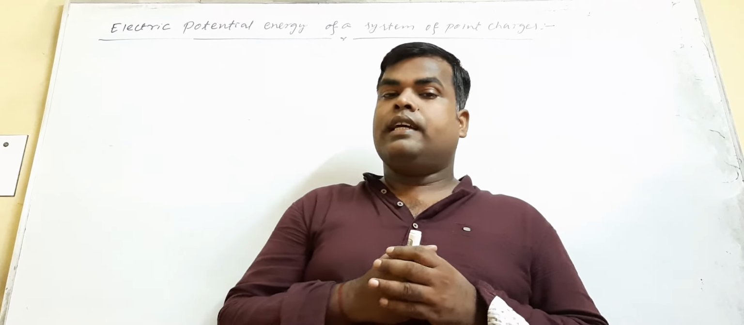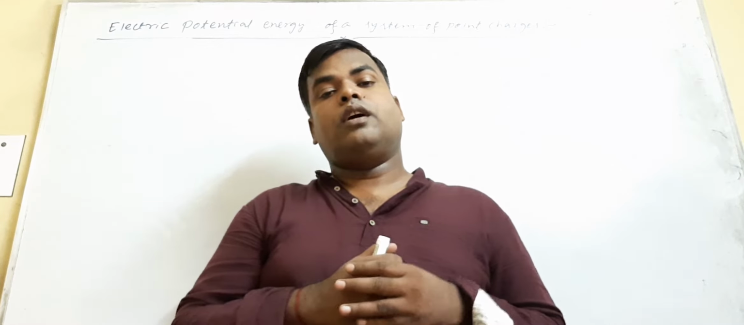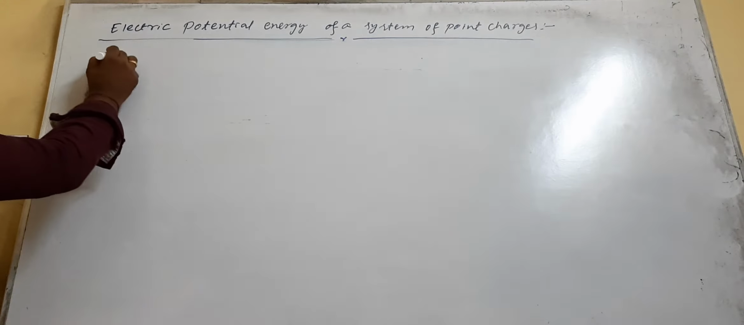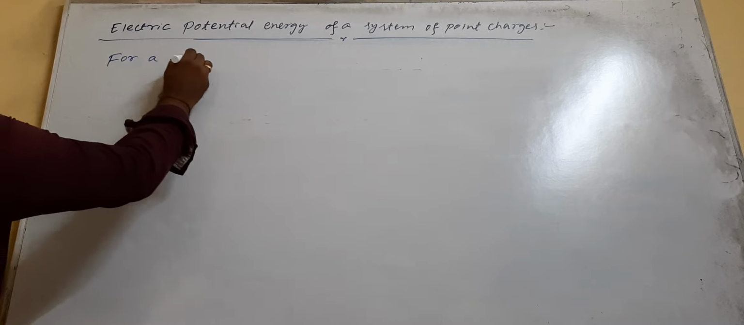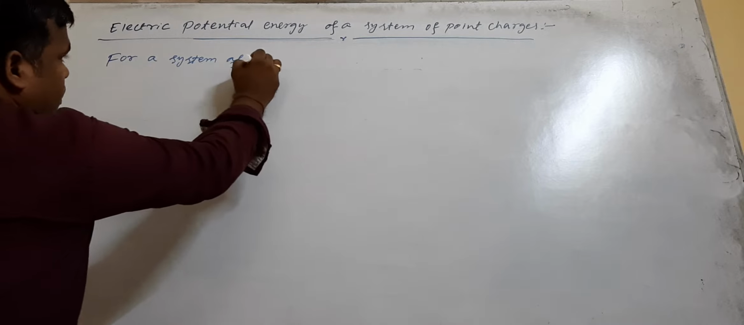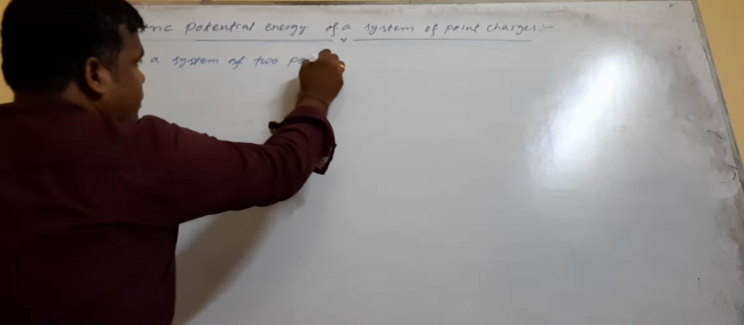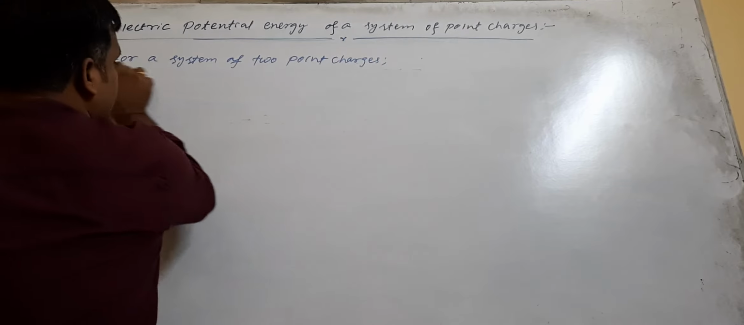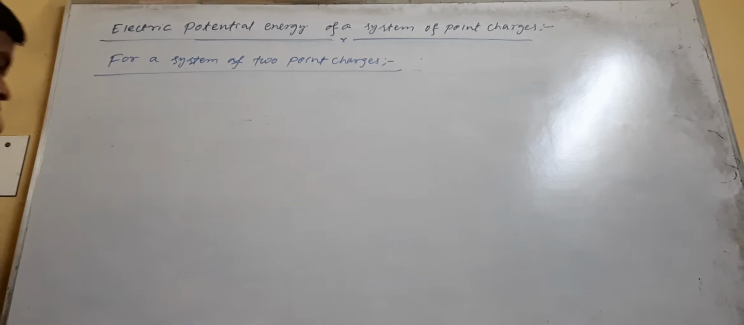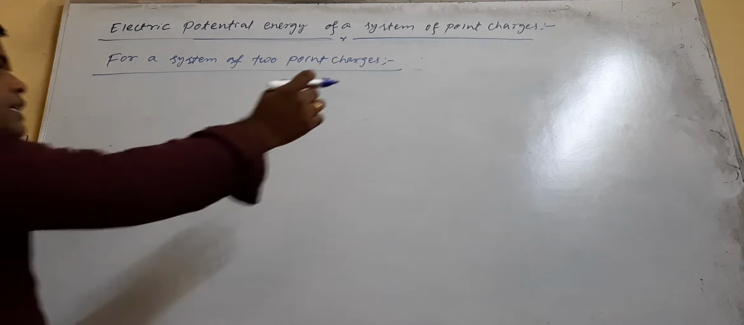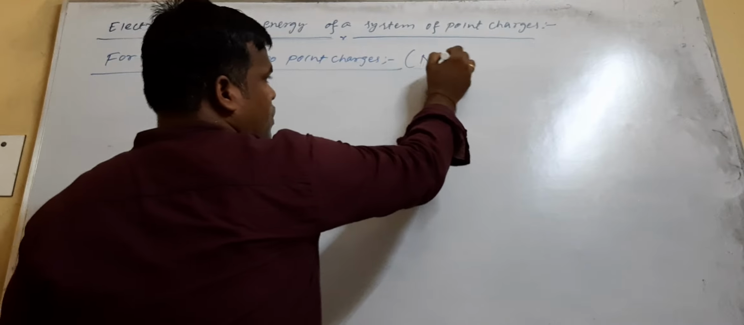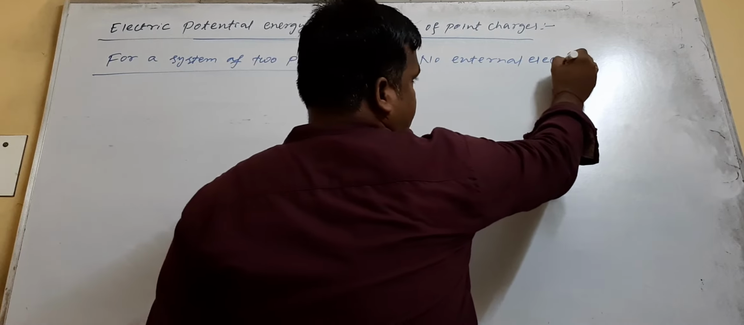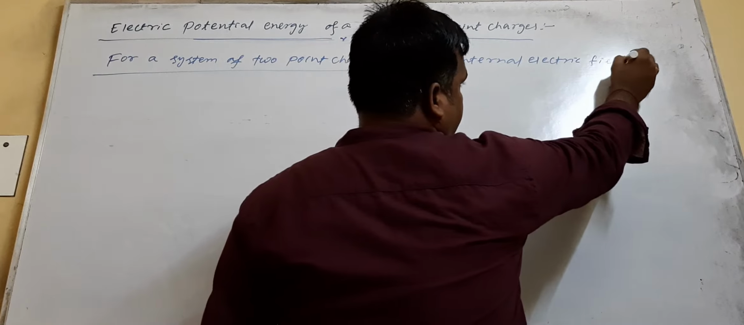First, we find the electric potential energy of a system of two point charges. For a system of two point charges, initially you consider there is no external electric field.